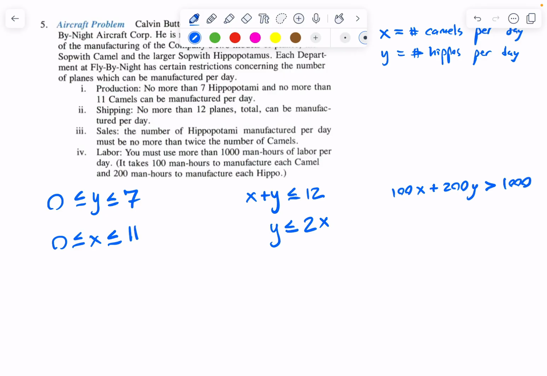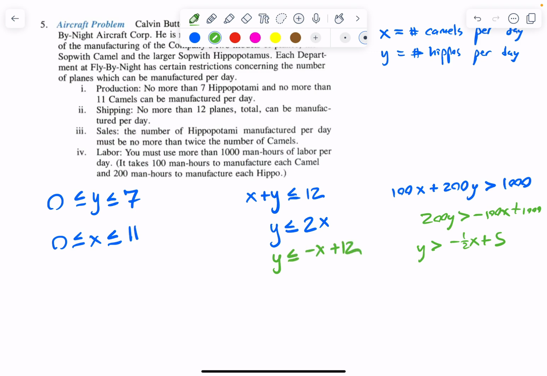Let's just rearrange those now. So if I rearrange this, I get 200y is greater than negative 100x plus 1,000. Oh, my writing is so bad at that edge of the keyboard. We divide by 200. We get y is greater than negative 1/2 x plus 5. All right, and then this top one too, we can rearrange. So y is less than or equal to negative x plus 12, okay?